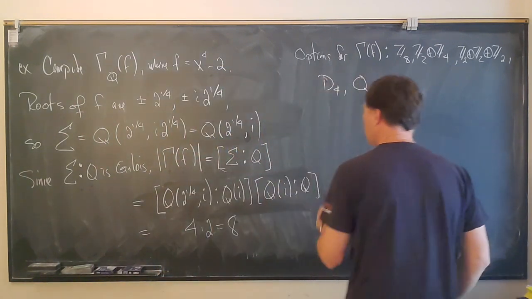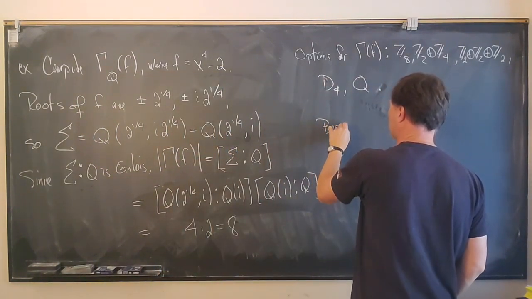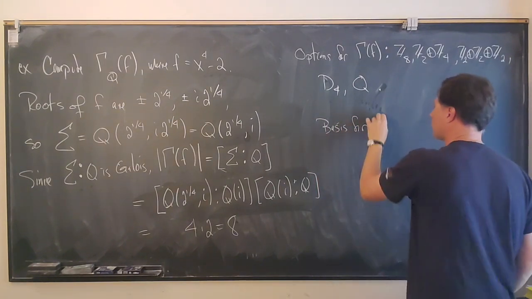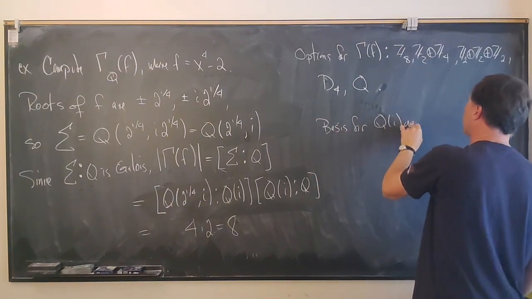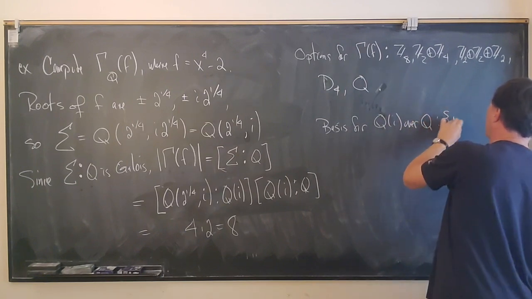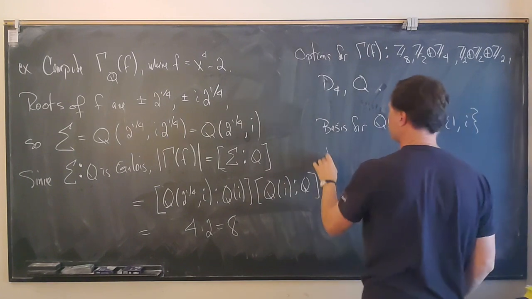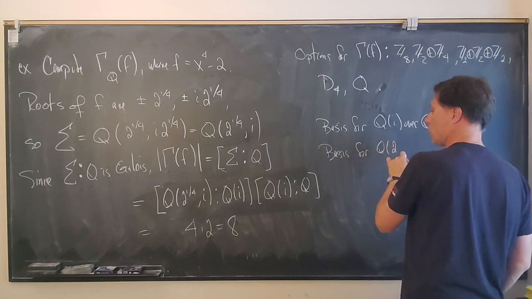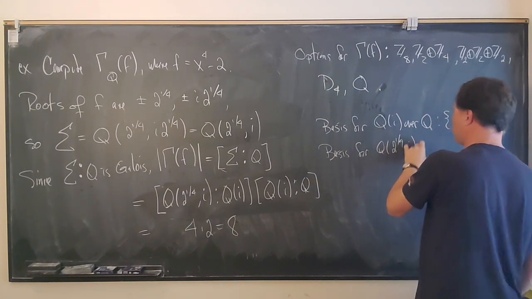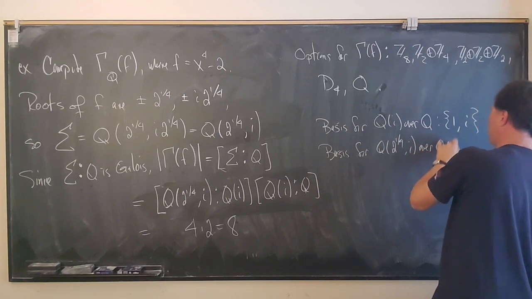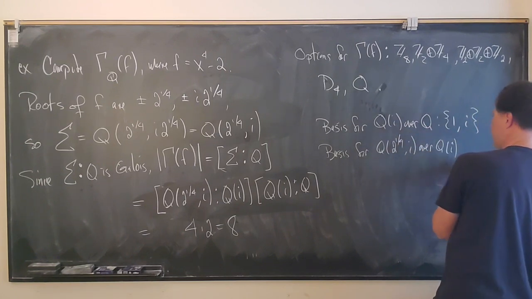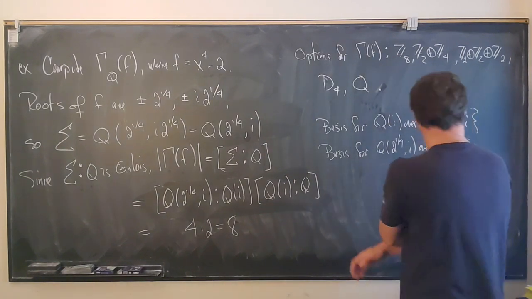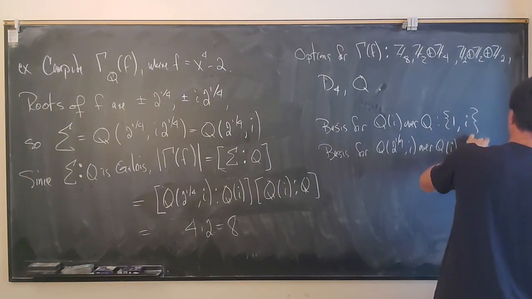Now, a basis for Q adjoin i over Q, that's just going to be 1 and i. And a basis for Q adjoin 2 to the 1/4, comma i over Q adjoin i is still going to be ascending powers of 2 to the 1/4. So that would be 1, 2 to the 1/4, 2 to the 1/2, and 2 to the 3/4.